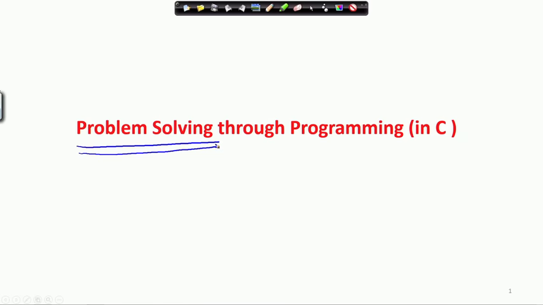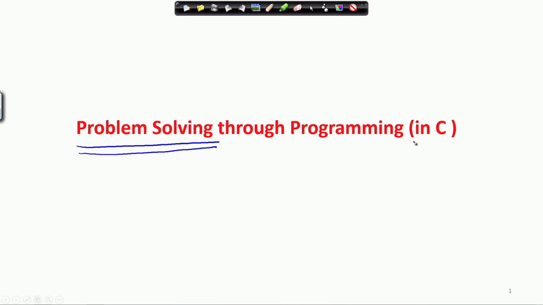We encounter different types of problems all the time in our life, and some of them can be solved using programming. Why I am saying that some of them can be solved, not all can be solved, there is a reason for that, we will come to that later.